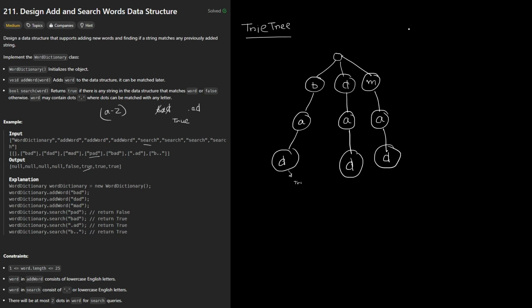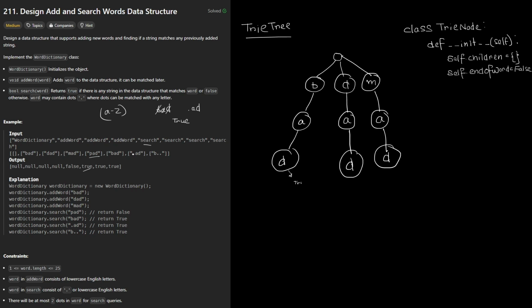So if I have to write or implement the trie node, I can say class, and I can say false.